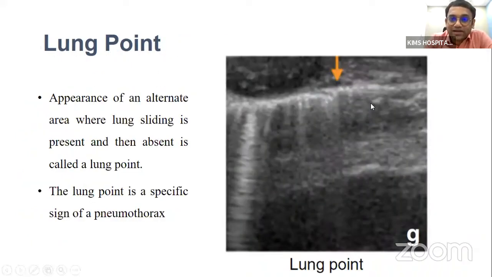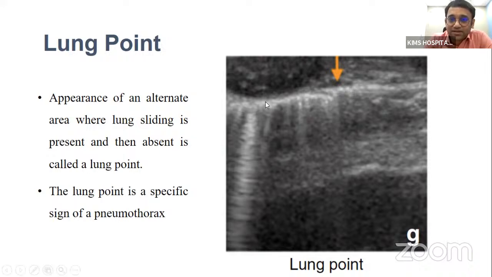Then we can see this kind of picture, a lung point, which usually happens in a case of pneumothorax. When you put a probe, there will be an area where your lung sliding is present, and there will be an area where your lung sliding is absent. The point where there's a transition from normal lung sliding to abnormal lung sliding is what we call a lung point, and it is usually specific to pneumothorax.